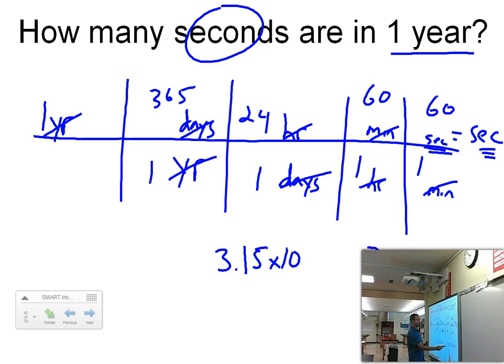Okay? So if the decimal is right here, that would be 1 place, 4 places, 7 places. So it's times 10 to the 7th. Just double checking that. So 3.15 times 10 to the 7th, and of course that is seconds.